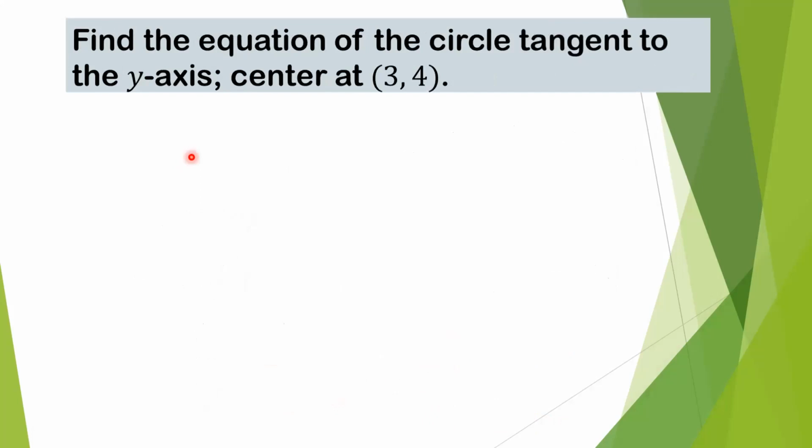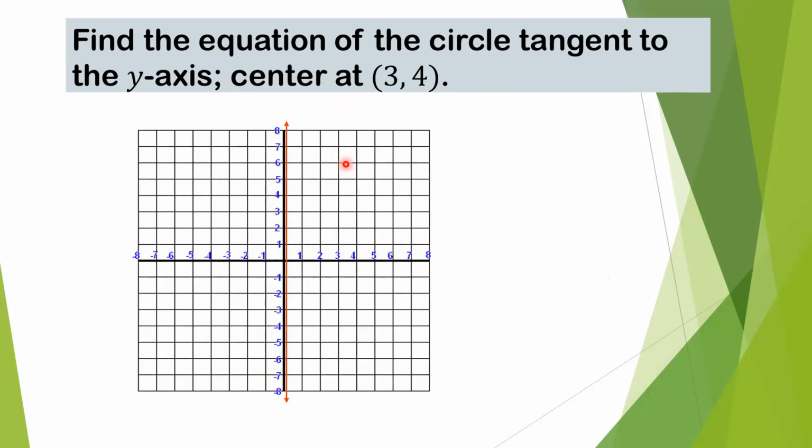Okay. Now let's find the equation of the circle tangent to the y-axis, center at 3, 4. Okay, so the y-axis is here. 3, 4 is right there. So ang kailangan natin is this equation of the circle here. Okay? So para makuha natin yun, we have to identify the radius kasi we already have the center. Now, the easiest way is to get this distance here. Itong perpendicular sa ating tangent line, this horizontal line right here.